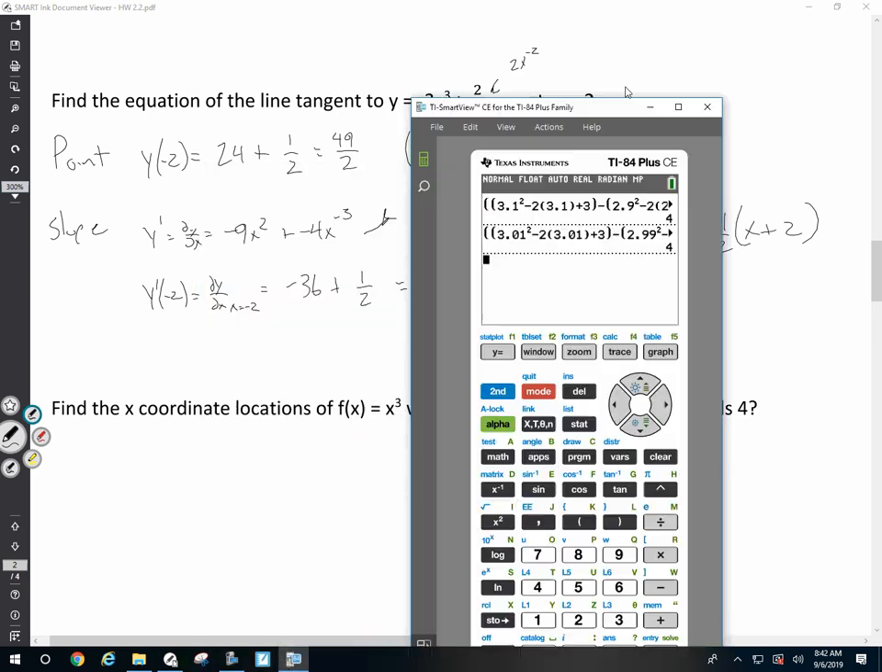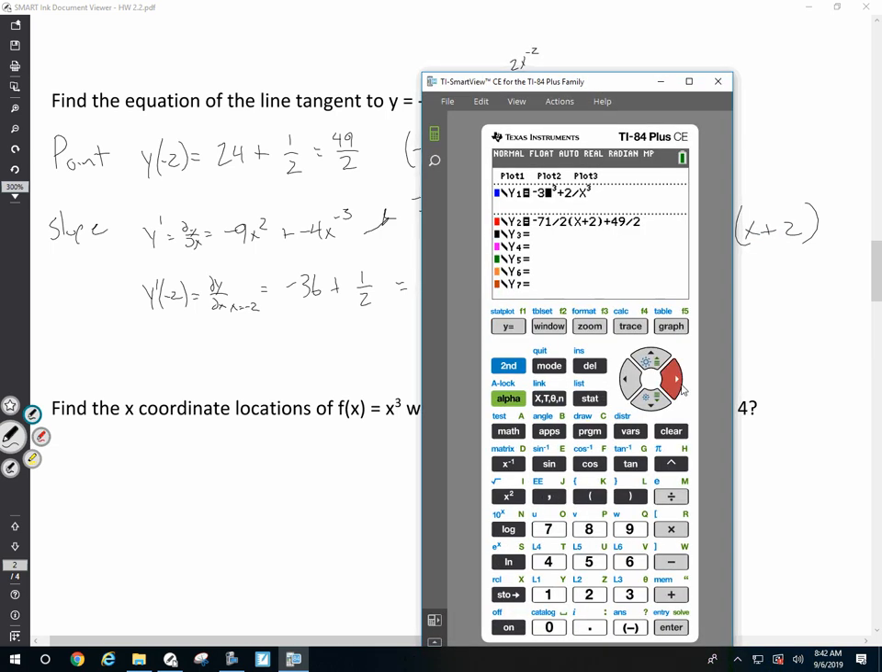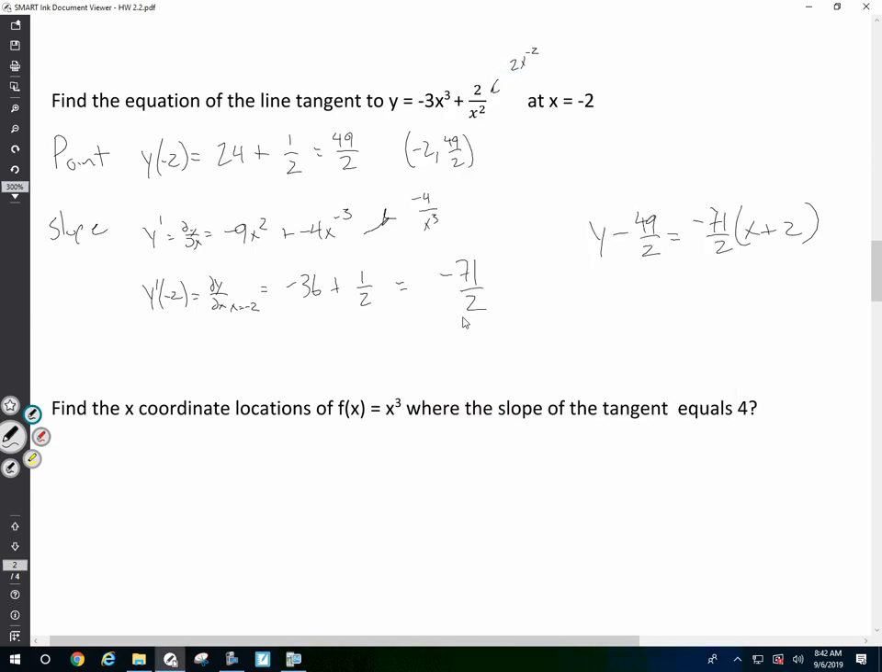Not 23.75. Did I type the function in wrong? Yes, I did. Okay, phew. Squared graph. Whoa. Okay, cool. Now I should see what I should be seeing. Yep. All right, 24.5. There's boom. There's the function. There's the tangent. Great.